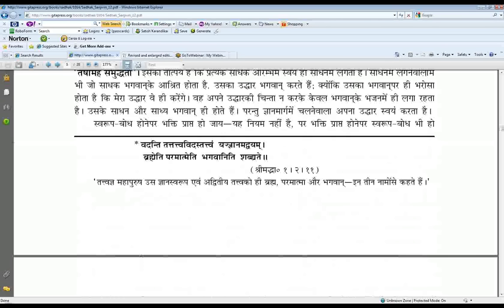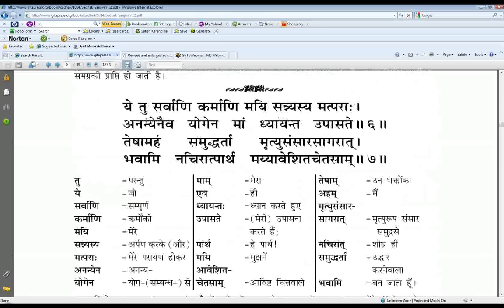Look here. Ananyenaiva yogena. Ananyena eva. So this is a vruddhirechi. If you look at the padacheda down here, ananyena eva. So you see, ananyena is down here, followed by eva. So you had the avarna preceding, followed by the ech, vruddhirechi, and you got the vruddhi, ananyenaiva yogena. So there are many sandhis. Another yan sandhi is here, mayyaveshita chetasam. So please practice. Please try to go through as many as you can.